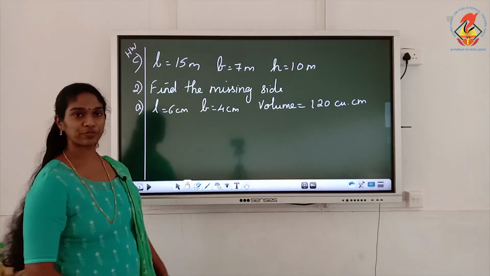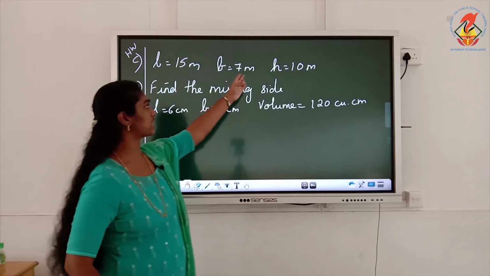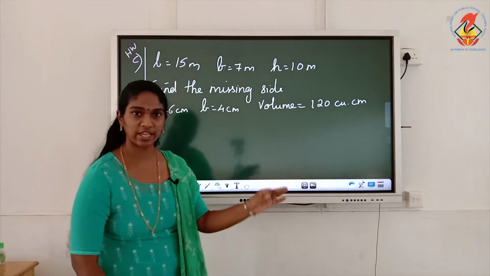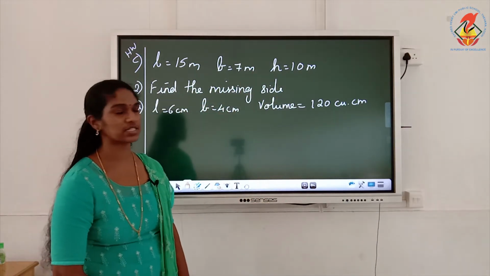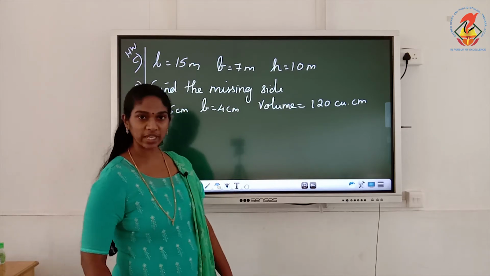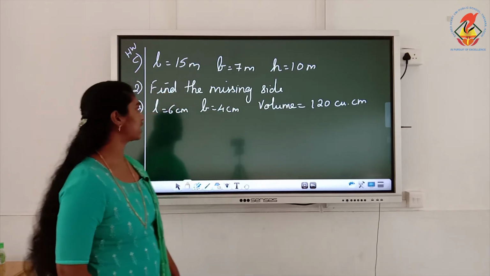The third question is homework for you. Length is 15 meter, breadth is 7 meter and height is 10 meter. Write the formula, apply the values and get the answer. Unit will be cubic meter. Okay. So get the answer.